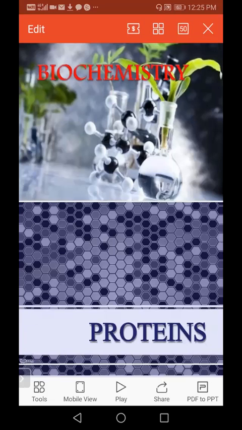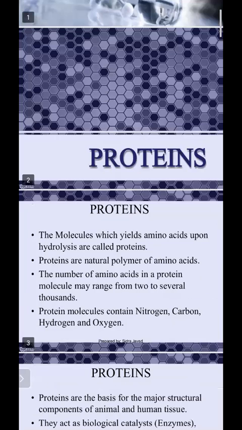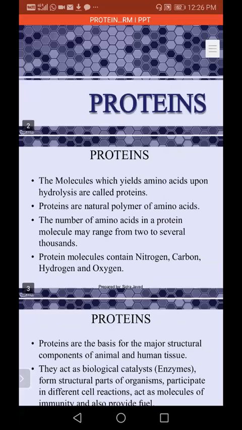Today, as we have done biochemistry and its functions and different approaches, I'm going to start with protein. In protein, we have to study what exactly protein is, what the roles of protein are, the functions of proteins in our body, and what diseases occur if protein is not present in a sufficient amount. So let me start.